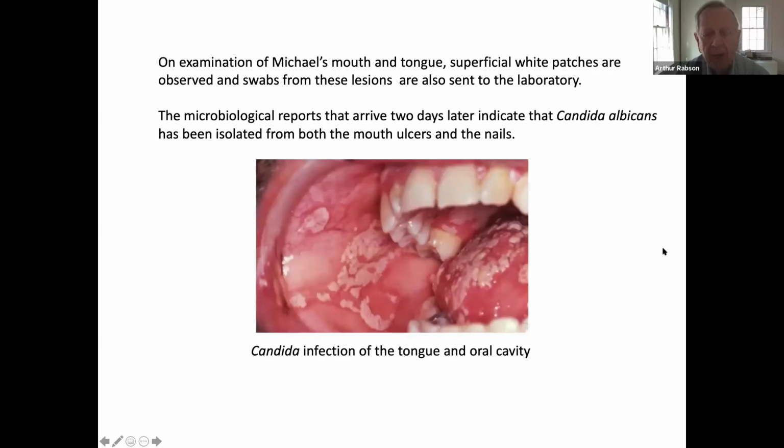Now, when the physician looks in Michael's mouth, he sees these superficial white patches. You can see the tongue and the mouth. Swabs of these are also sent to the lab, and the report arrives 2 days later indicating that Candida albicans, a fungus, has been isolated both from the mouth ulcers and from the nails. What you're looking at over here is what we call thrush, usually associated with vaginal candidiasis, but you can see these white plaques, which are very typical of Candida infection in the tongue and oral cavity.